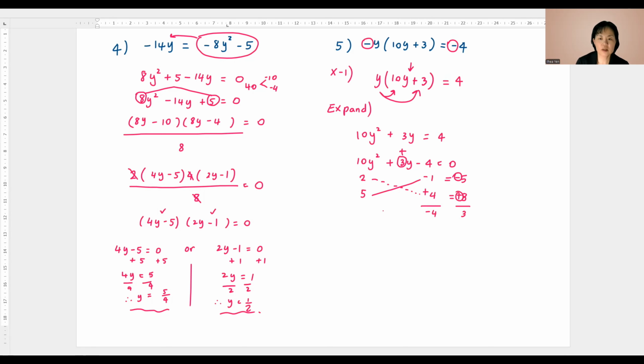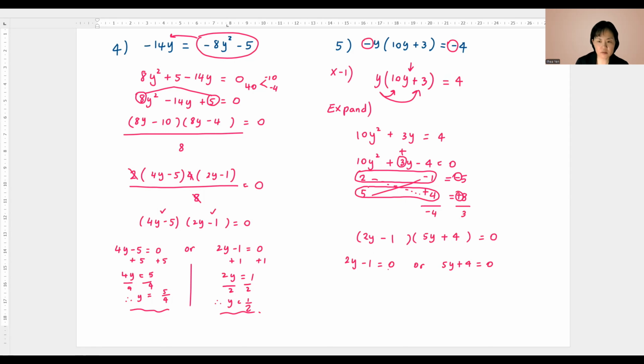So it looks good. What we have to do now, when you write it in factor form, you write it horizontally this way and this way. So I'm going to write 2y minus 1, 5y plus 4. Again, I'm going to do 2y minus 1 equals 0, or 5y plus 4 equals 0.